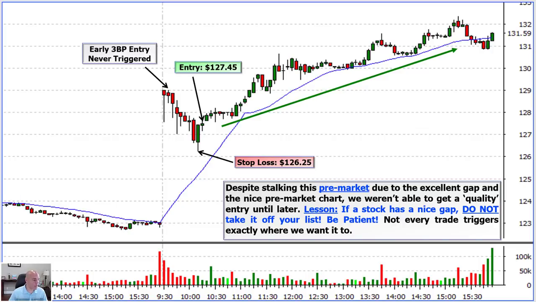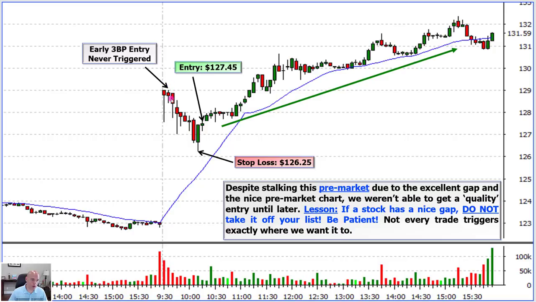Let's say, for example, you have a nice gap up like this, and there's no pre-market advantage. So despite stalking this in the pre-market due to an excellent gap and a nice pre-market chart, we weren't able to get a quality entry until later. So we're looking at this over 129, wide bar, narrow bar, and guess what? The three-bar play just never triggered. Right? It never triggered the entry. So we have to wait.